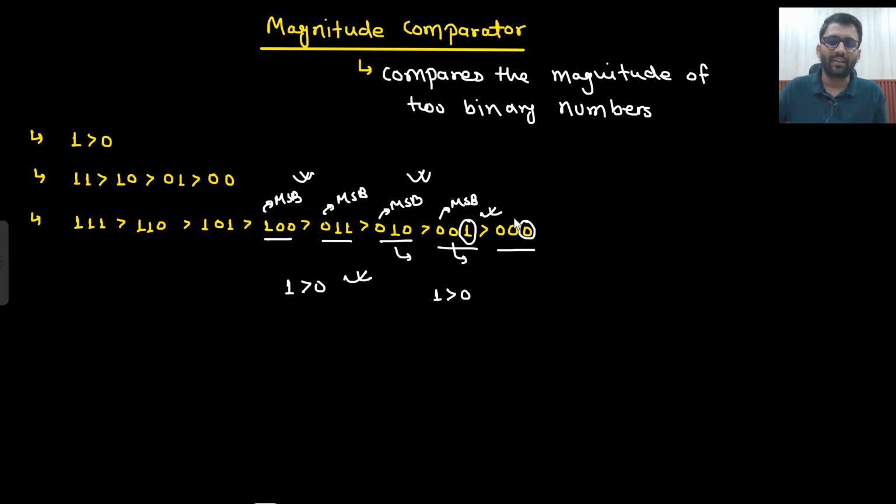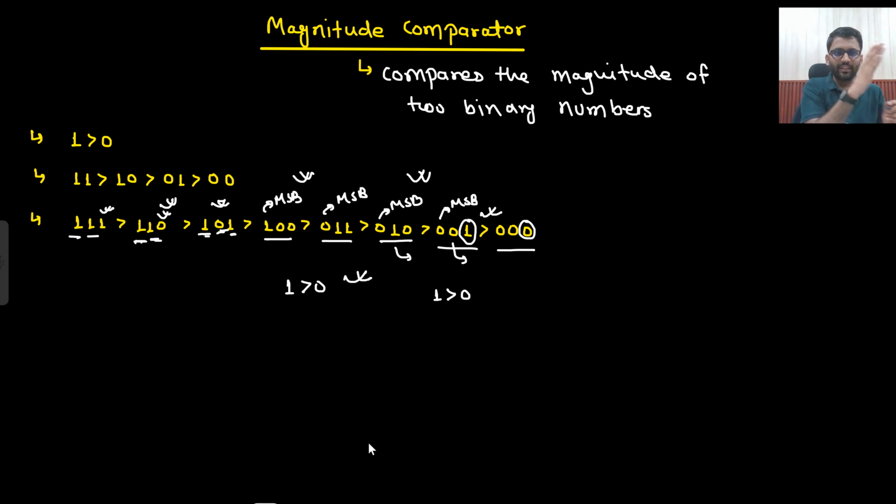If these two bits are equal, let's check here. This bit and this bit are equal, this bit and this bit are equal, but this bit is greater than 0, so certainly this number is greater. Now let's check these two numbers. This bit and this bit are equal. Now 1 is greater than 0, so certainly this number is greater. Now let's go to this number. 1 is equal, 0 is equal, but 1 is greater than 0, so this number is greater.